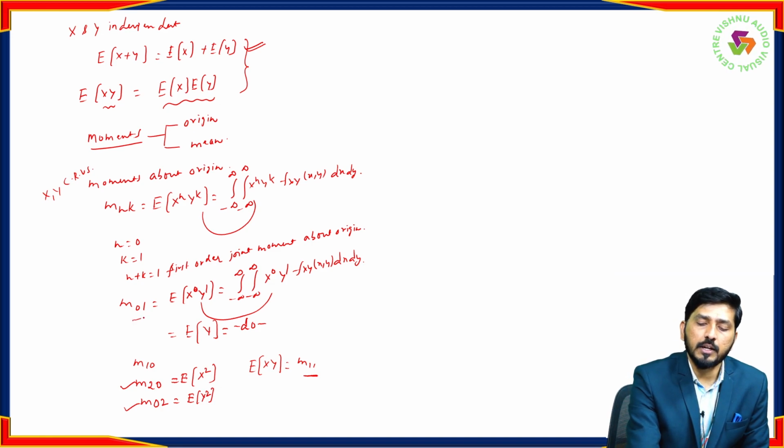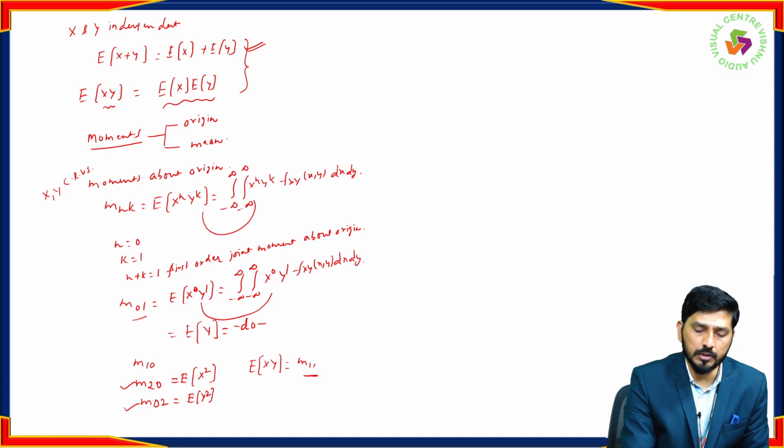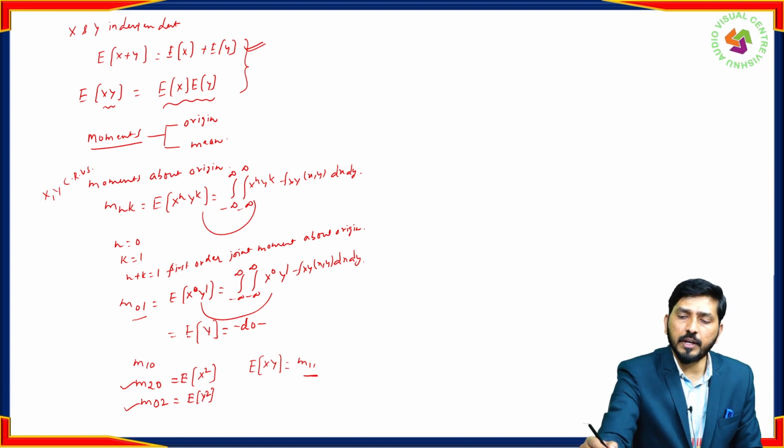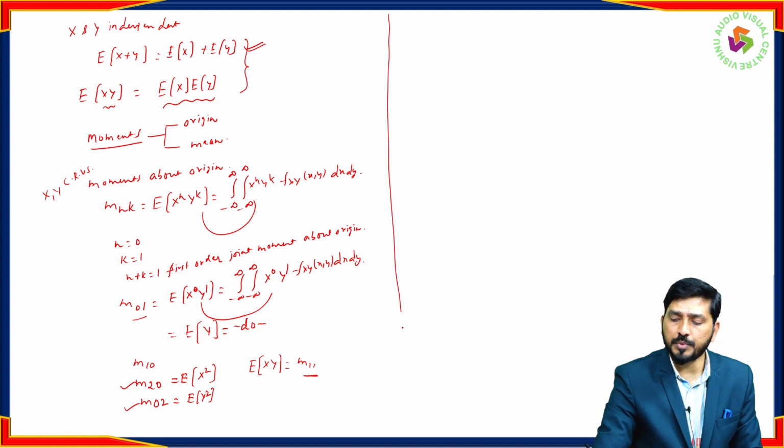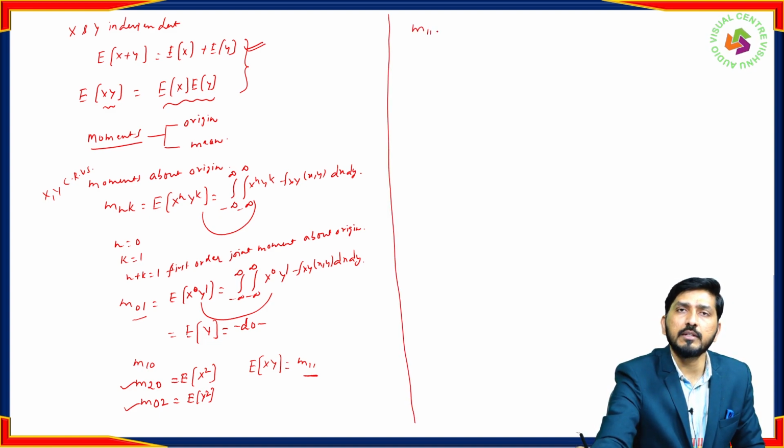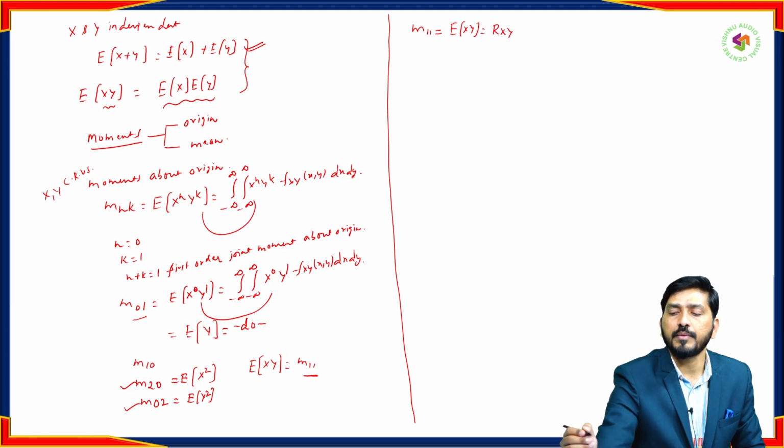And here the first order joint moments are m_01 and m_10. In this case, m_11 is a special case, which is represented as expectation of XY, and which is what we call the correlation R_XY.